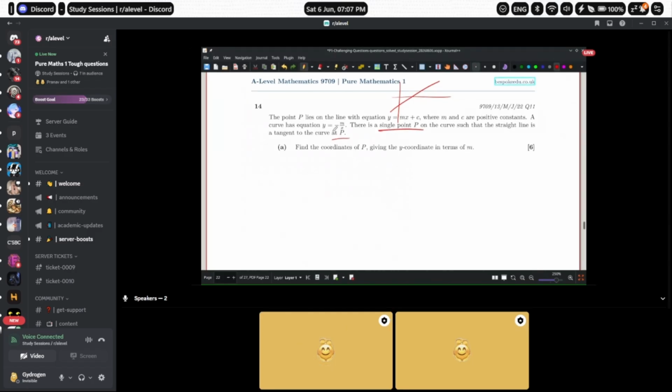Okay. So first we take y equals minus m over x and differentiate this. So dy over dx is m over x squared. And then now we know that y equals mx plus c is a tangent.